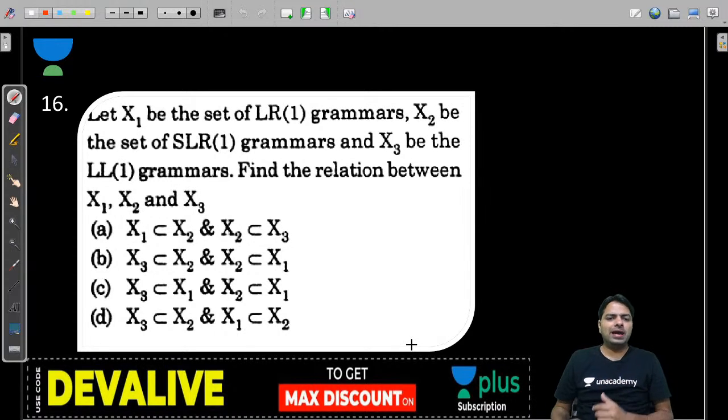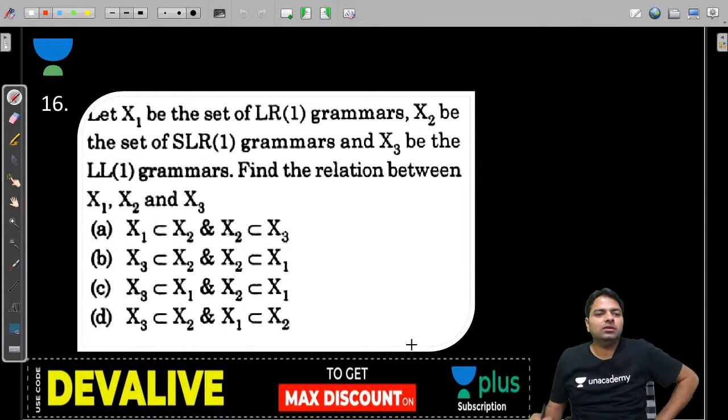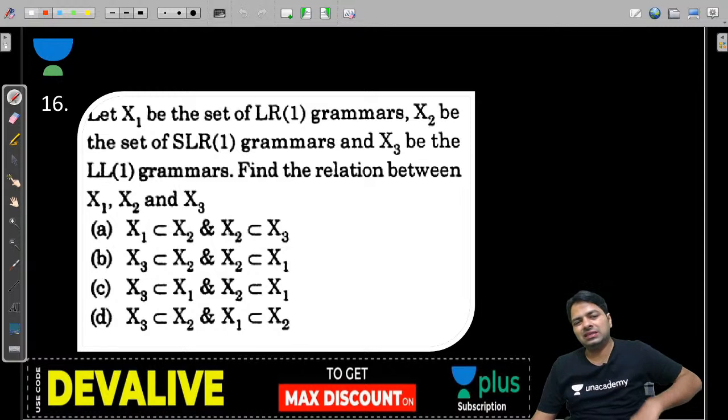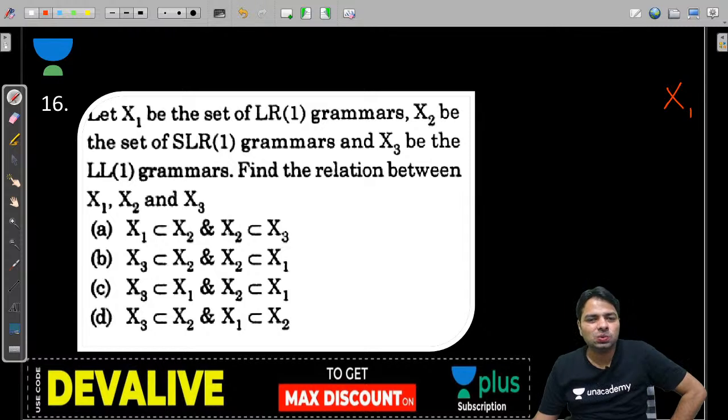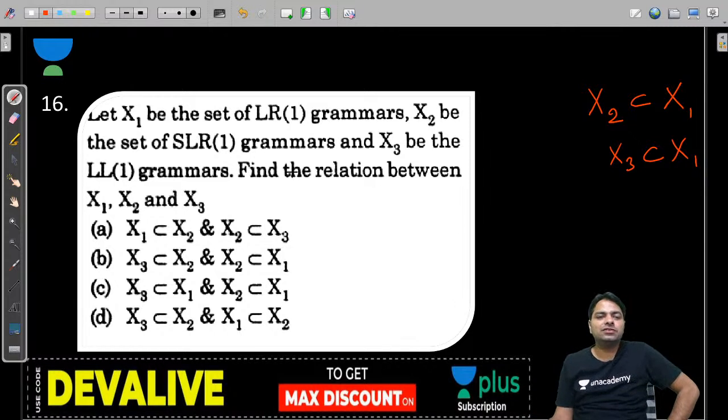Let X1 be the set of LR1 grammars. LR1 is the class where X1 is a superset, the biggest, and everybody should be inside. X2 is inside, and X3, what relation? SLR1 and LL1 have no relation, so X3 is also inside X1. Now these are the relations we have, and no relation between X2 and X3. So which is going to match? X3 is a subset of X1 and X2 is a subset of X1. C is the right answer.